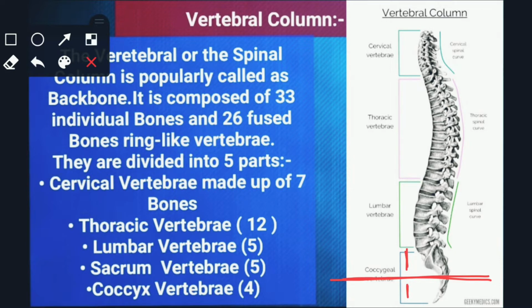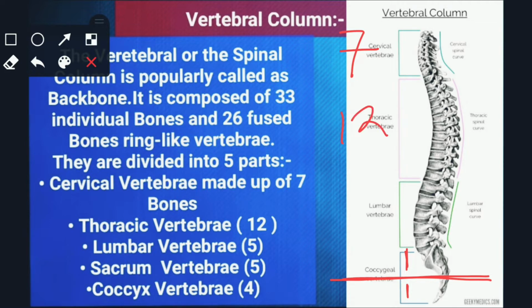Now see the cervical bones. They're the ring-like bones. These bones are characterized according to the position in which they lie. This is the cervical vertebra. The cervical vertebra lies in the neck region and is composed of 7 bones. The thoracic vertebra lies in your thoracic cavity, that's why thoracic vertebra, and they are composed of 12 bones.